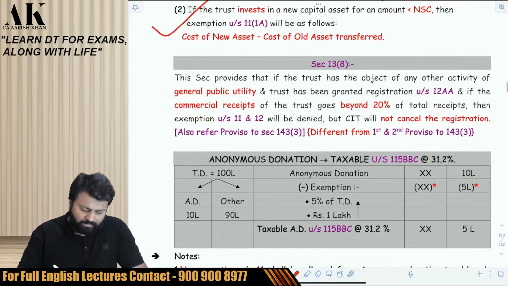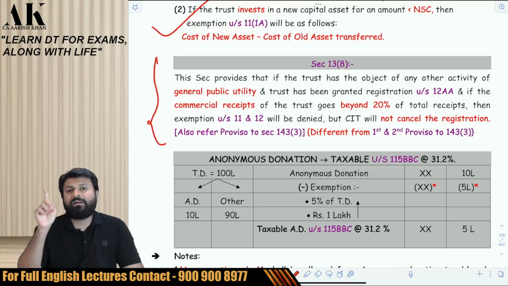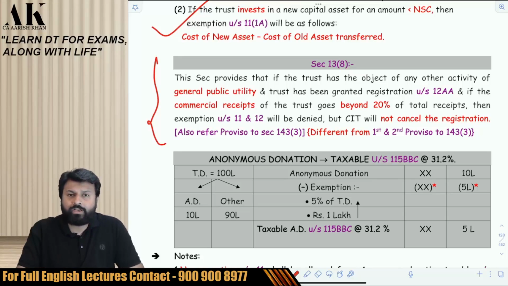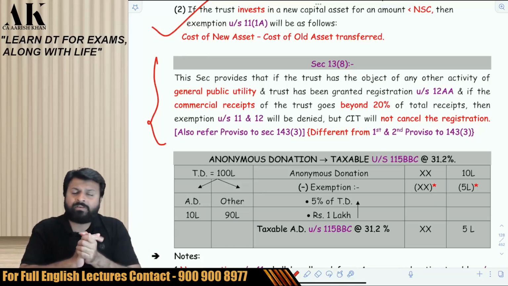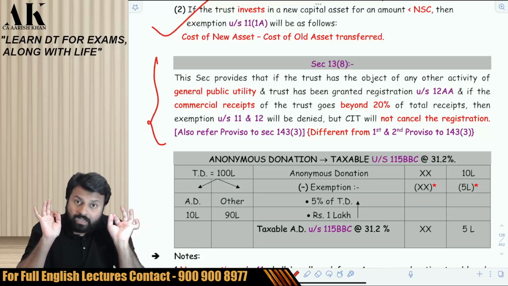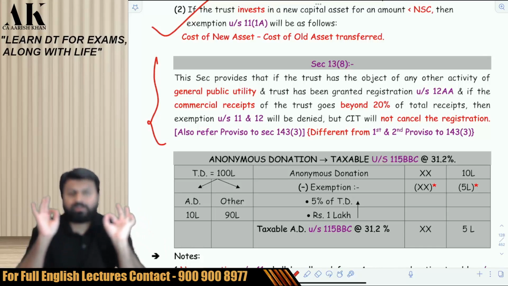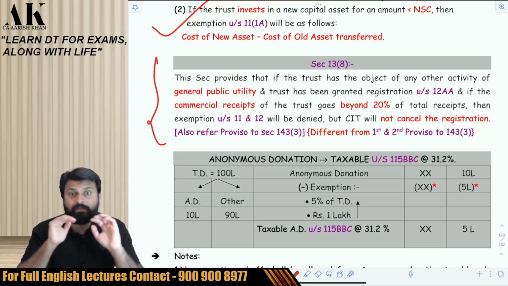Okay. Next, 13(8), what does it say? Suppose there is a trust which is covered under any other object of general public utility. Do you remember that at the beginning of this chapter we have seen the 7th point of section 2 clause 15, the definition of charitable purpose, where it is written that if you are covered under the 7th point, in that case you will be allowed exemption only if your commercial receipt does not exceed 20% of total receipt. It has to be within 20% of total receipts.